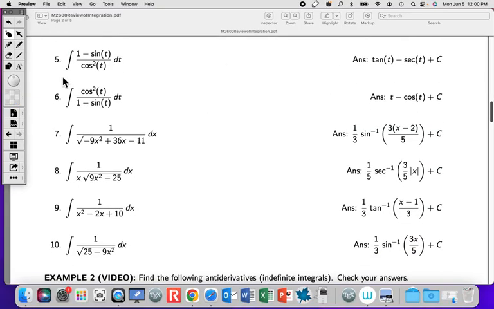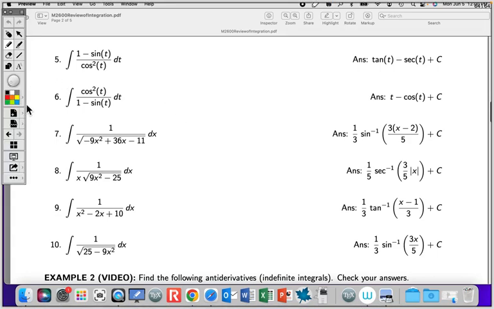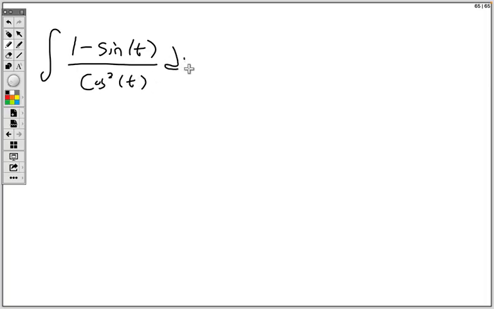All right. 5 and 6, we've got a couple of similar looking integrals as well here. The variable of integration is t. So I've got the integral of 1 minus sine of t over cosine squared of t dt.